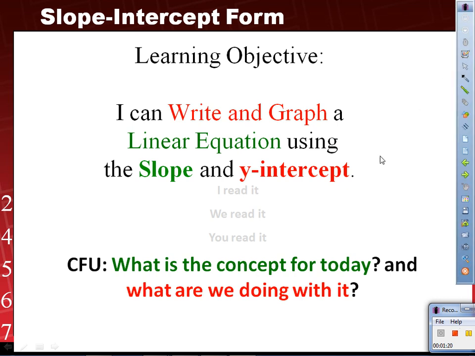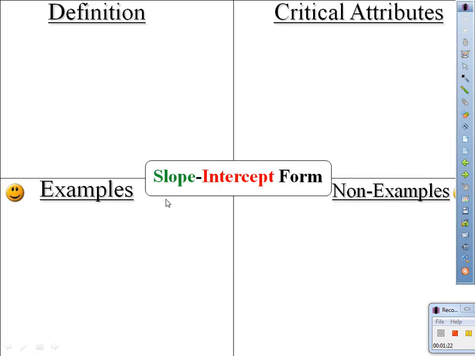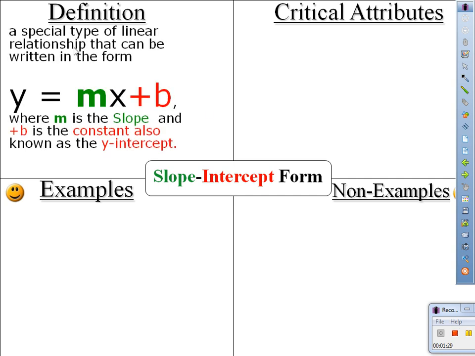Okay? Here we go. Look up, please. Slope-intercept form. What is it? Slope-intercept form is a special type of linear relationship that can be written in the form y equals mx plus b, where m is the slope, and the plus b is the constant, also known as the y-intercept. So if you have your colored pen, use those. Once again, here's the definition, and here it tells you what each part is. M is the slope, and the plus b is the constant, also known as the y-intercept.